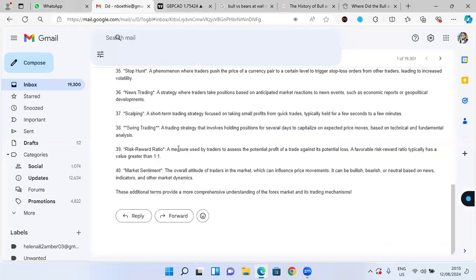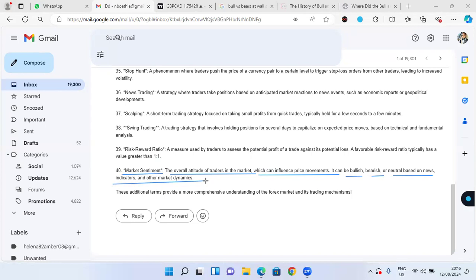Market sentiments. Last but not least, we have market sentiments. Market sentiment is the overall attitude of traders in the market, which can influence price movement. It can be bullish, bearish or neutral based on news, indicators and other market dynamics. There are websites that you can go to. I will share them later in detail when we trade practically. We'll look at where to get news and where to get market sentiments.